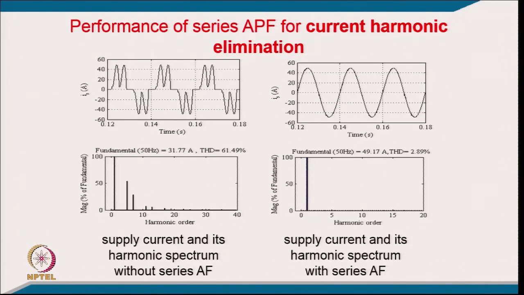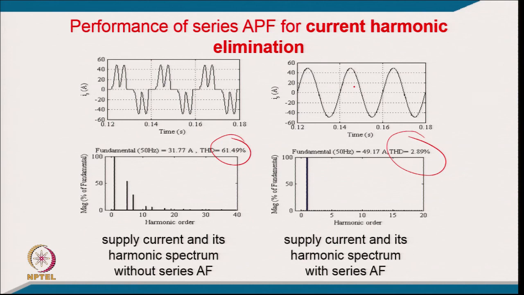And you can see, without compensation, what was the load current? This was the load current, which had a 61.49% THD without compensation, without putting in the series active filter, and which is reduced now to 2.89%, a sine wave current.